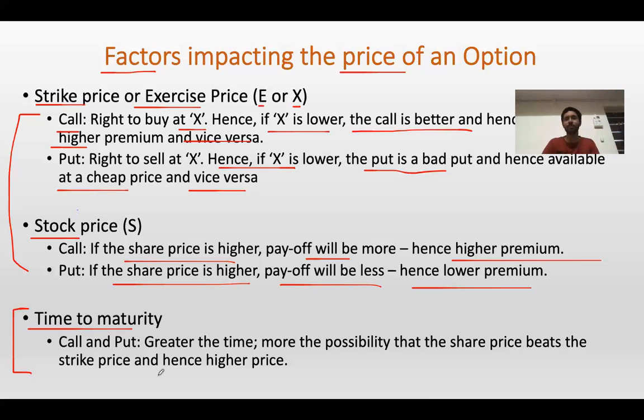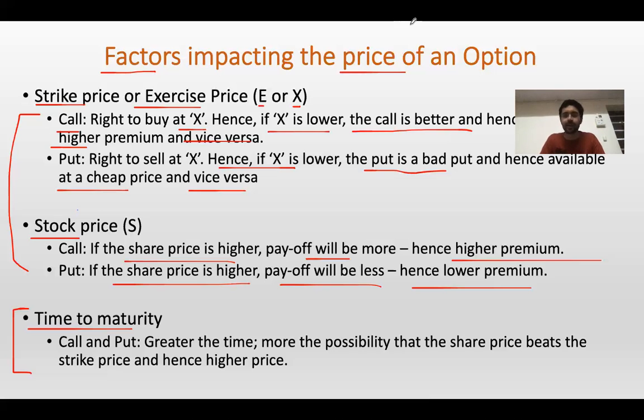And the same goes with a put option also. If you have a strike price of 100, let's say, and the stock price is going to fall, maybe in 1 day it will fall by 10 percent from 100 to 90. So in 1 day, the stock price can fall from 100 to 90, whereas if you have 1 year, the possibility of it falling greater than 90 is more, right? I mean, provided you're buying a put option only because you're bearish on it, correct?